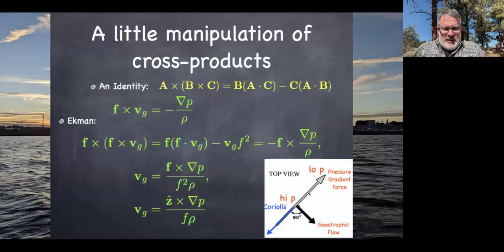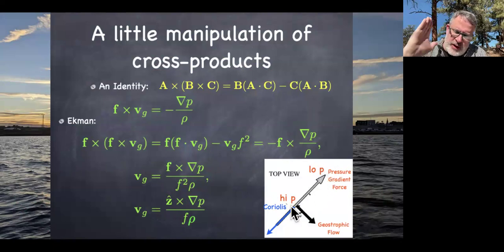We can play exactly the same game with the cross products that we did last time, except here it's the geostrophic flow that balances the pressure gradient force. Oh, there should be a minus sign on this one. But anyway, this gives you this direction. So let's see if it works. Z hat crossed into the pressure gradient. So the pressure gradient actually pushes from low pressure to high pressure.